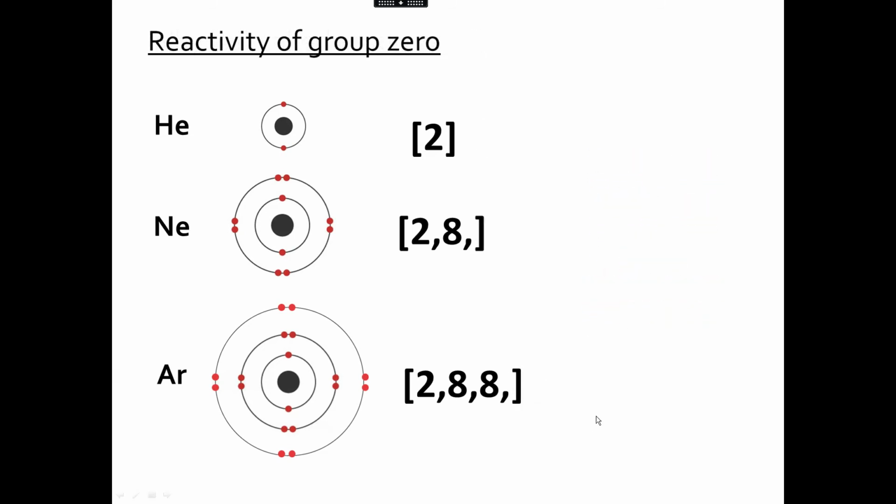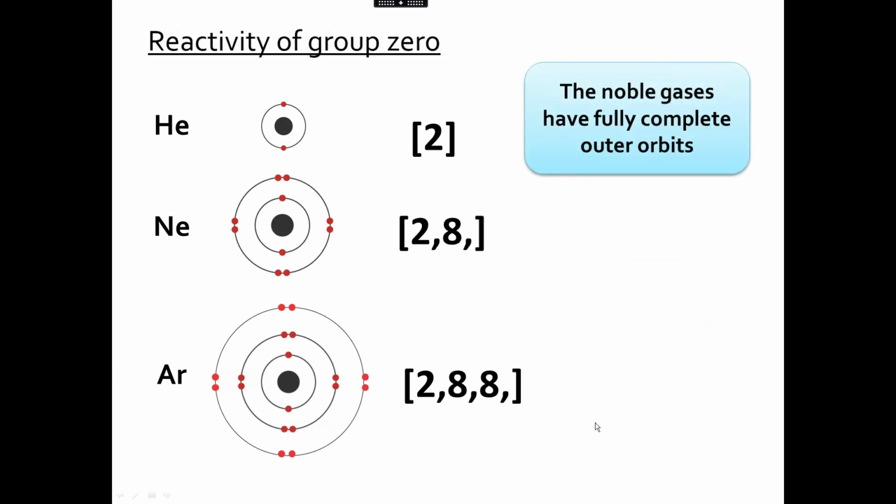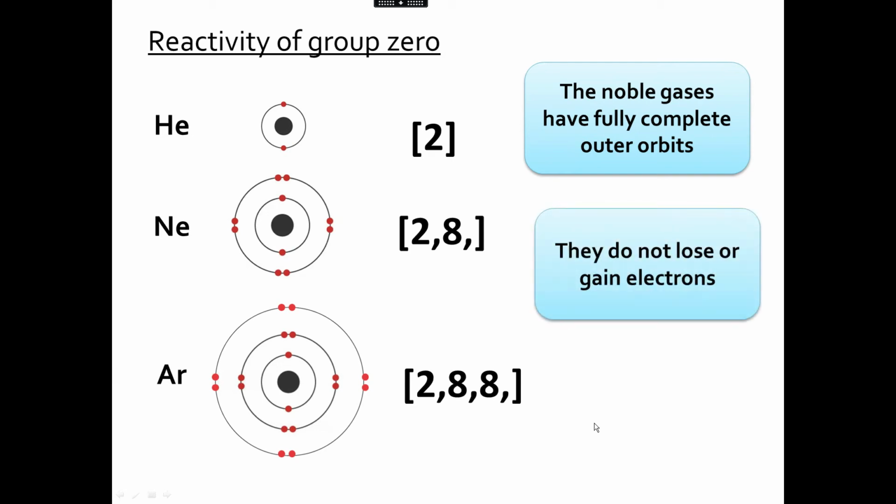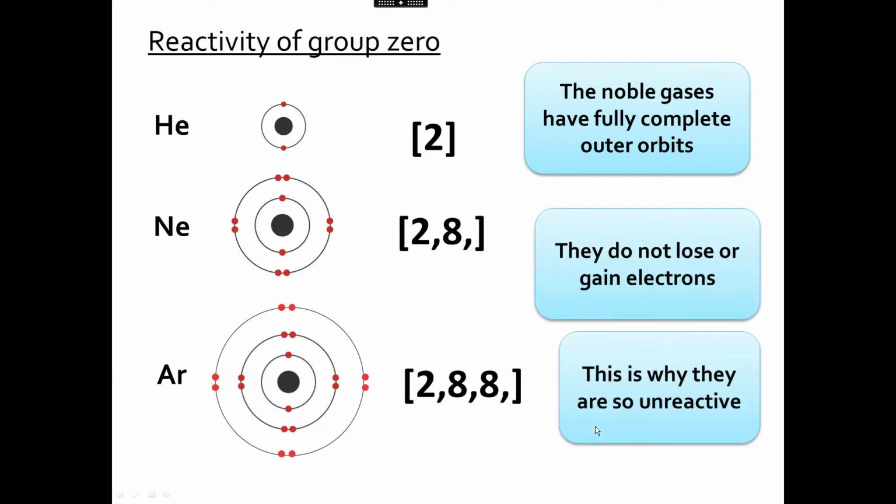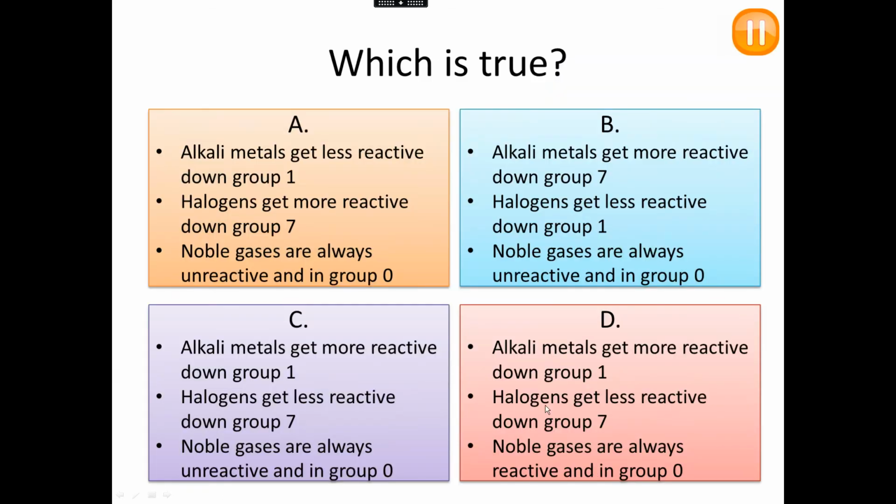Now, because they've got a complete outer orbit of electrons, that means they don't lose electrons, they don't gain electrons, they are unreactive. Okay, so they are unreactive because they do not lose or gain electrons. It's also why they're all gases. They don't form bonds, so the atoms float around separately to each other without bonding because they can't lose, they can't gain, they can't share because they've already got complete outer orbits.